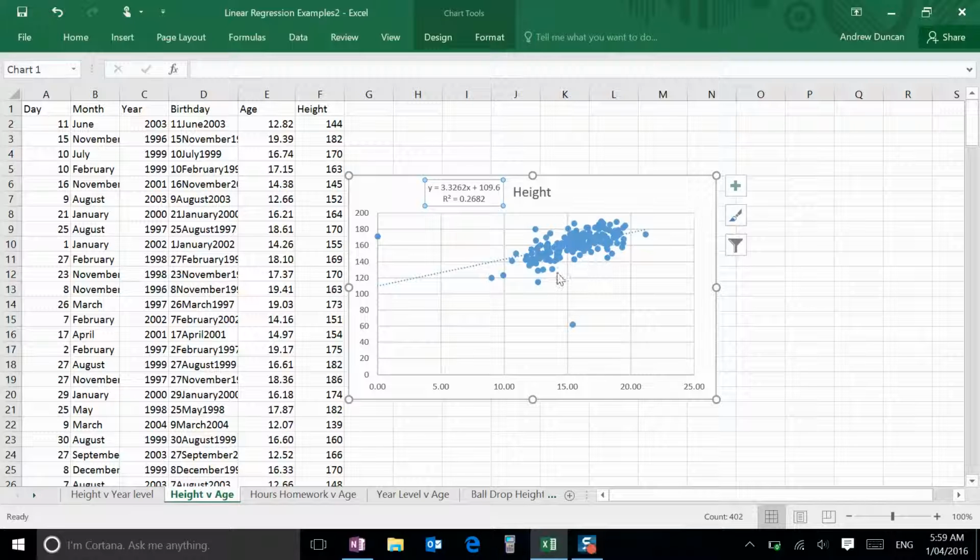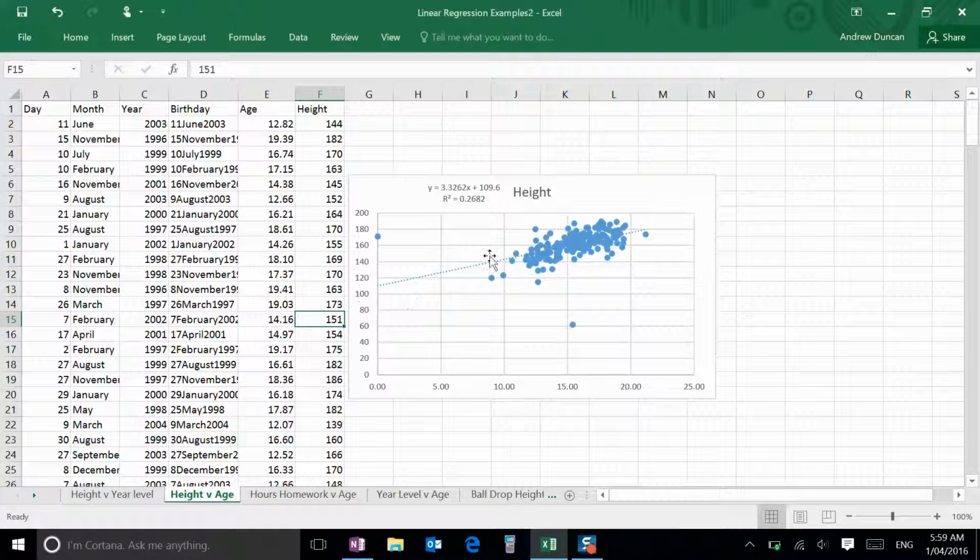All right, so again, a linear model with a person's age and the height. Only 0.2682 of the data is explained. One of the things with these regressions is that outliers will have a big effect. So this line is pushed up a little bit because of that outlier and this one.